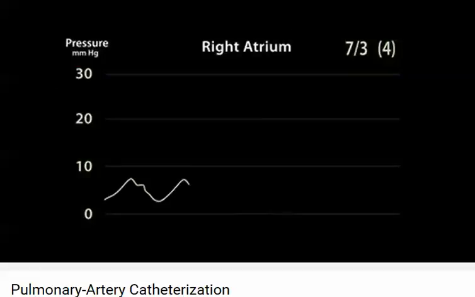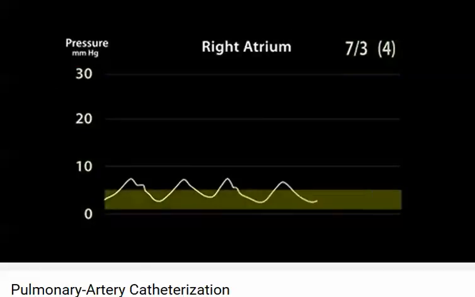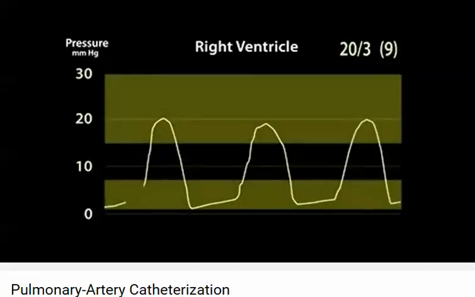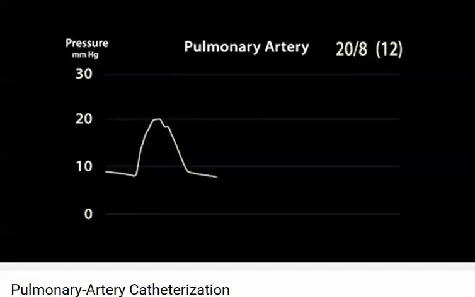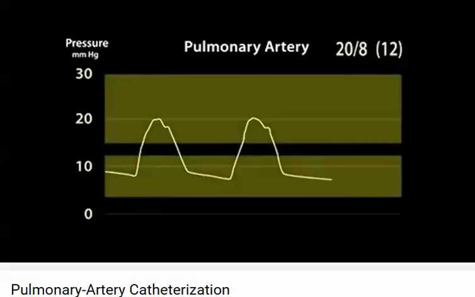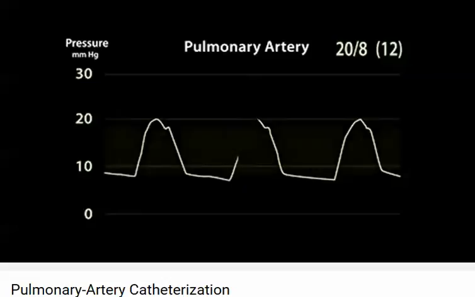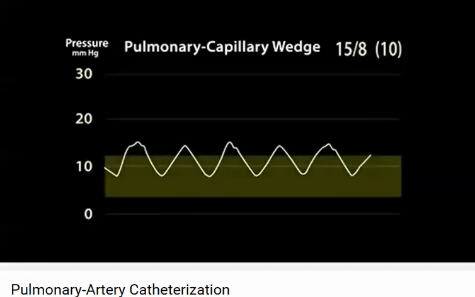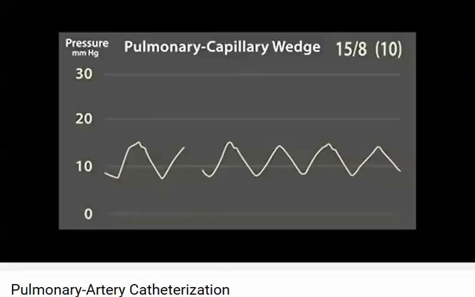Normal right atrial mean pressure is 1 to 5 millimeters of mercury. Normal right ventricular systolic and diastolic pressures are 15 to 30 over 1 to 7 millimeters of mercury. Normal pulmonary artery systolic and diastolic pressures are 15 to 30 over 4 to 12 millimeters of mercury, with a normal mean of 9 to 19 millimeters of mercury. Finally, normal mean pulmonary-capillary wedge pressure is 4 to 12 millimeters of mercury.